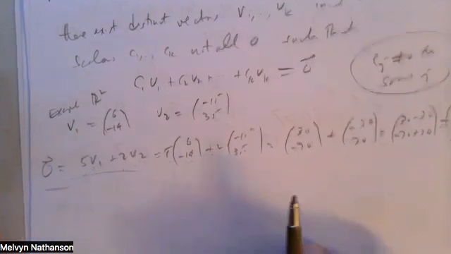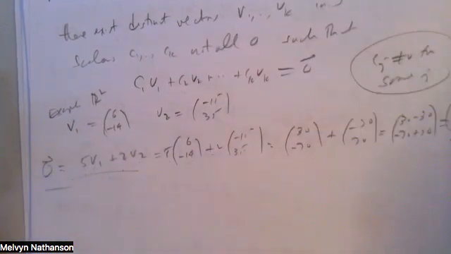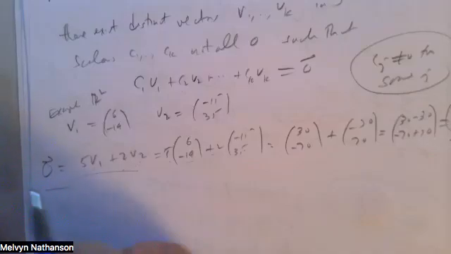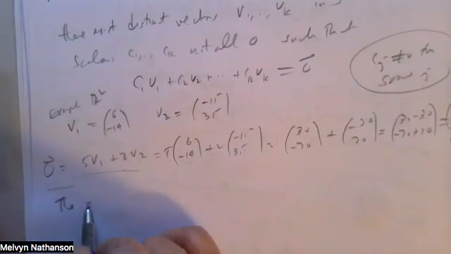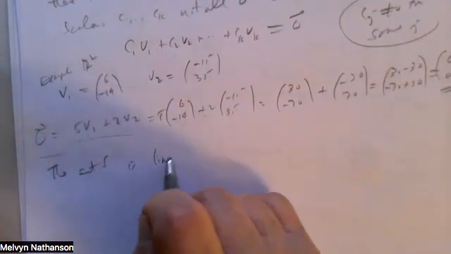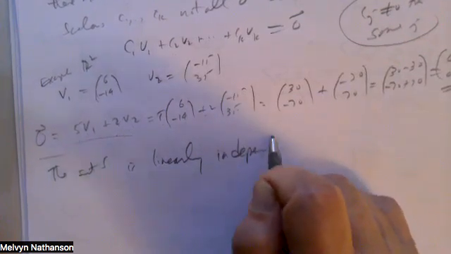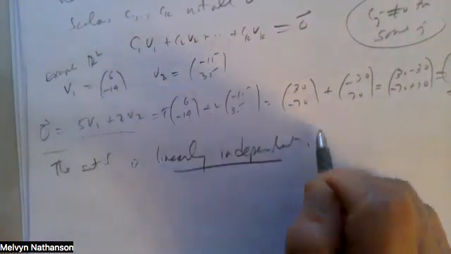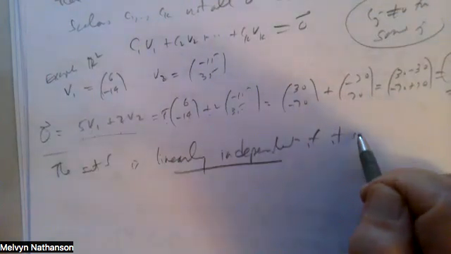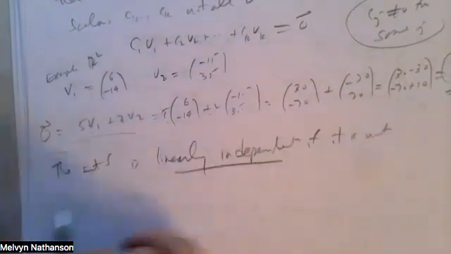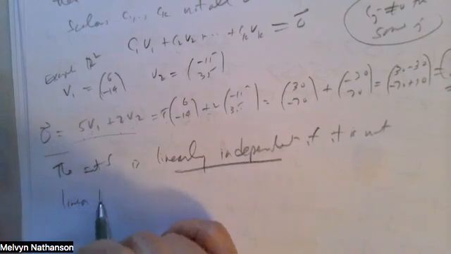And we say that a set of vectors S is linearly independent if it is not linearly dependent.